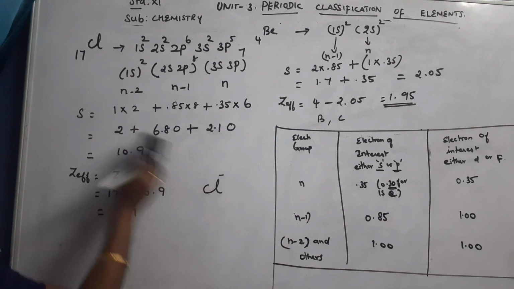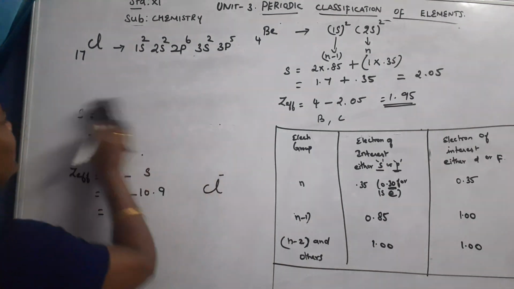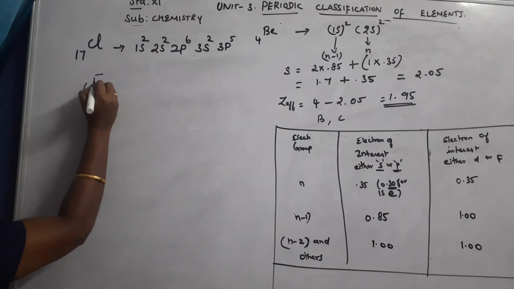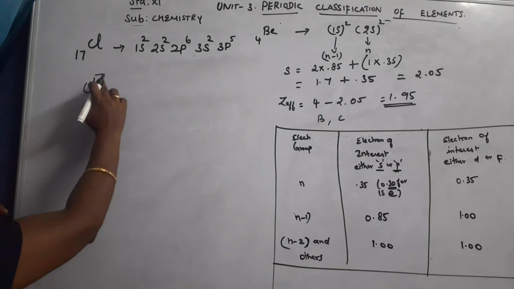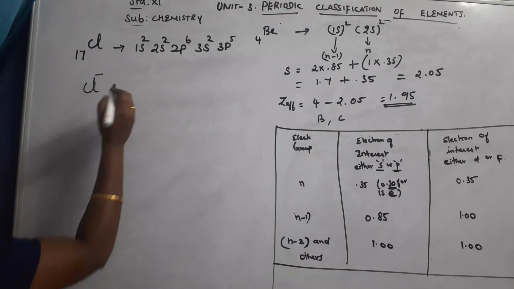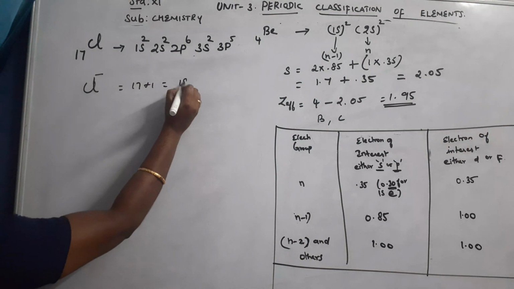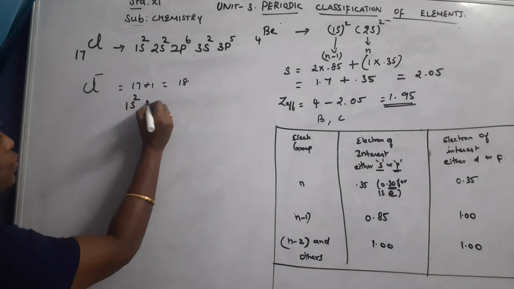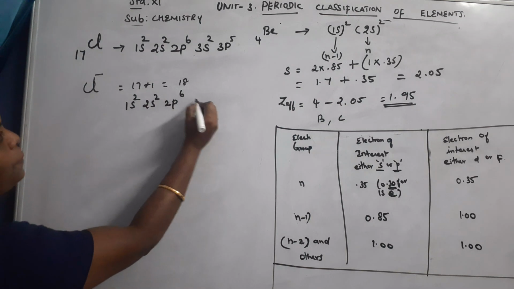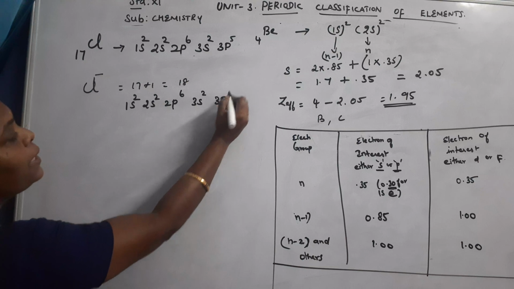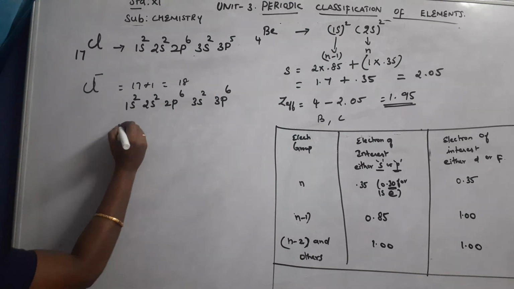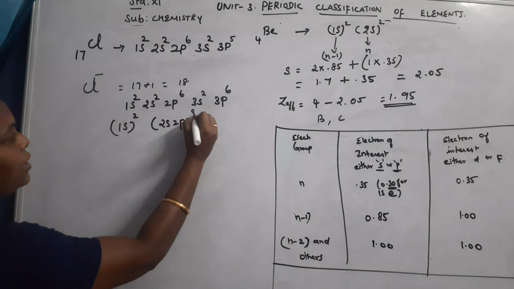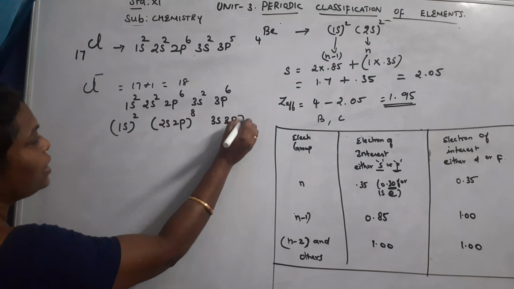Let us calculate for Cl minus also. So the atomic number for chlorine is 17. Now it has gained 1 electron, so 17 plus 1 equals 18. First we write the electronic configuration for 18 electrons: 1s2, 2s2, 2p6, 3s2, 3p6. Then you group together 1s2, then the 2s 2p orbitals 8, then the 3s 3p orbitals 8.